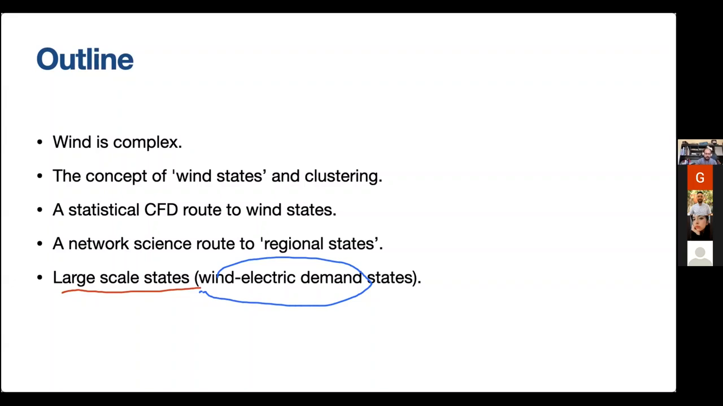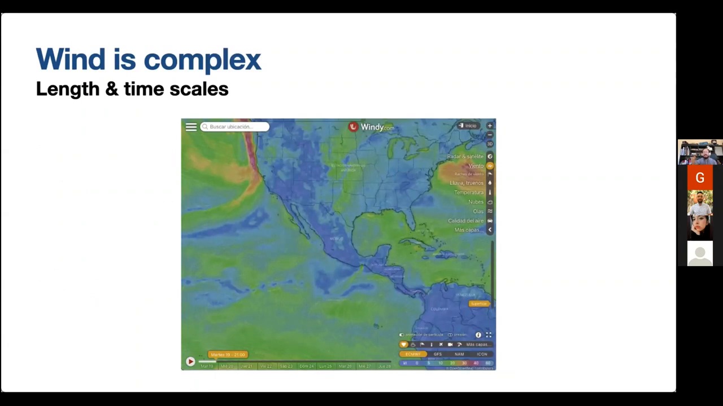So let's begin with the first. Wind is complex. Of course, all of you know all these kinds of maps. And here, even though it looks simple, because the map is, let's say, a beautiful picture, clearly the wind on Earth is a very complex system, where the influence of many things like the orography, the temperature, the sea currents, everything is influencing all these patterns of wind inside the atmosphere.